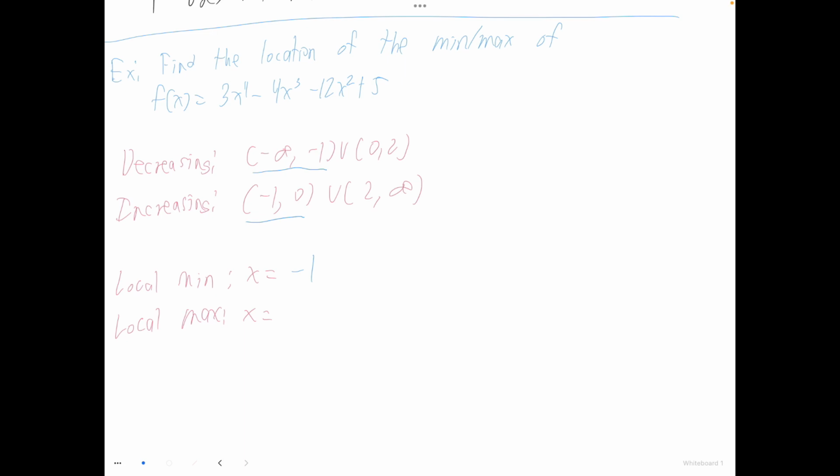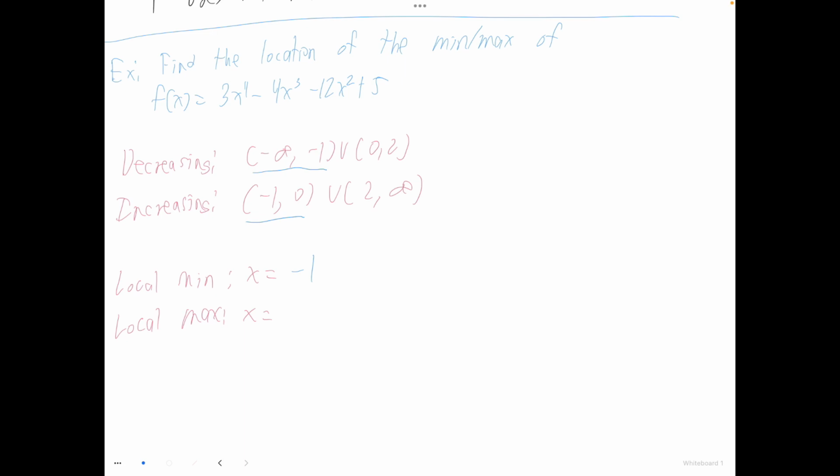And now from negative 1 to 0, we were increasing, but then we started decreasing at 0. So 0 is going to be a local max. We were going up, and then started going down. Then we're going down from 0 to 2, and start going up at 2. So a local minimum at 2. And so these are local minimums and maximum locations. Negative 1 and 2 are local mins, and 0 is a local max.